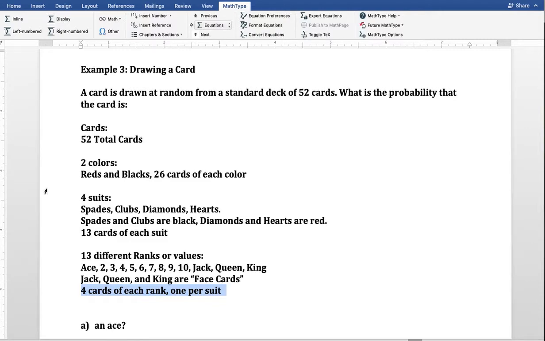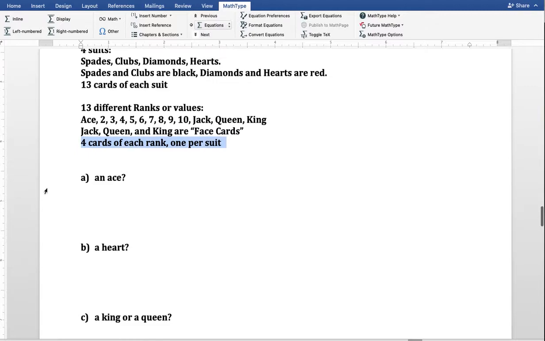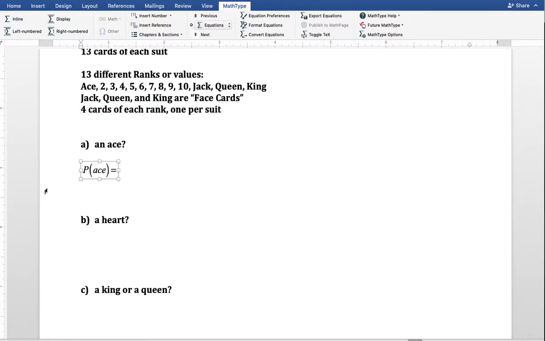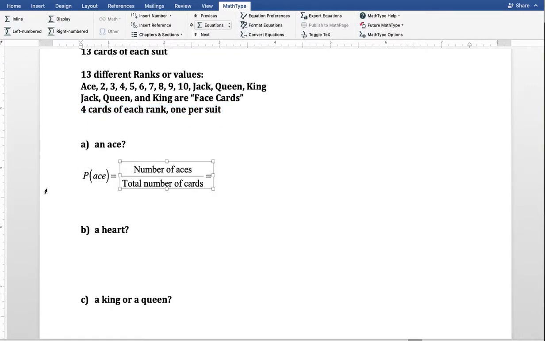We can use this to illustrate or demonstrate different probability problems. For example, probability of drawing an ace. We would want to know how many aces are in a deck out of the total number of cards. So I'm going to go back up to that last statement. There are 4 cards of each rank, 1 per suit. So we have 4 aces out of 52 total cards. Now we can just leave it as 4 out of 52. That's satisfactory for me. Or we can divide that common factor of 4, reducing our fraction to least possible denominator, saying that's 1 over 13.